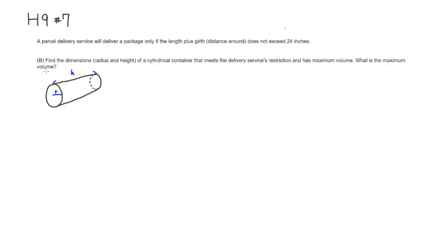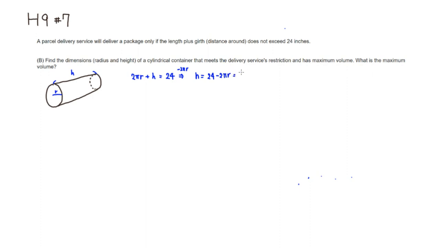The girth in this case, since it's circular, if the radius is r, would be 2 pi r. Then we add the height or length of the cylinder, h. Let's set that to the maximum allowed, which is 24 inches. Then I'm going to solve for h: subtract the 2 pi r, and we get h equals 24 minus 2 pi r.